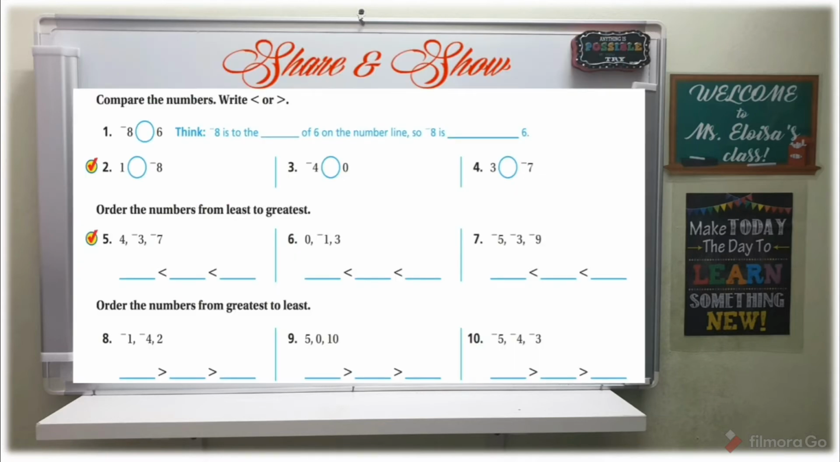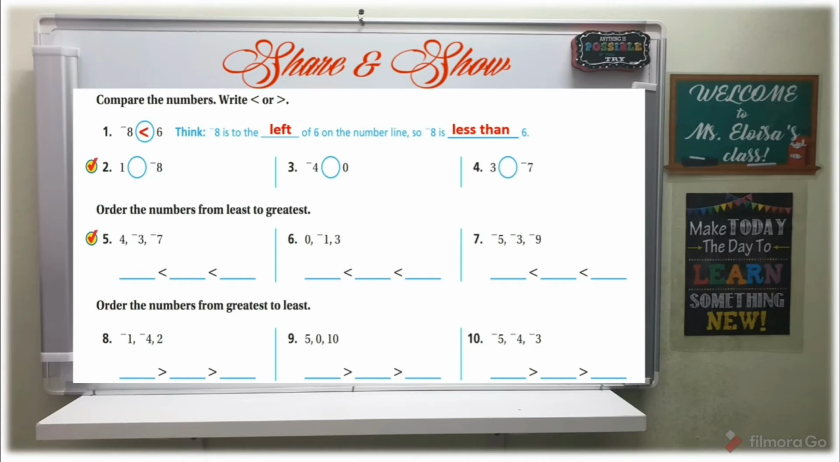Let us answer, share, and show. You may answer with me. Numbers 1 to 4, compare the numbers. Write less than or greater than. Number 1, negative 8 and 6. Think that negative 8 is to the left of 6 on the number line. So, negative 8 is less than 6. Number 1, that's negative 8 is less than 6.